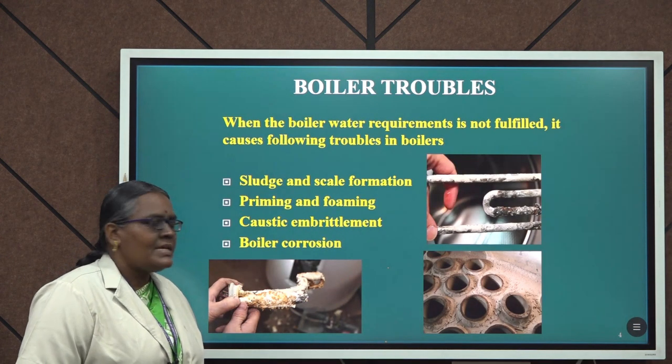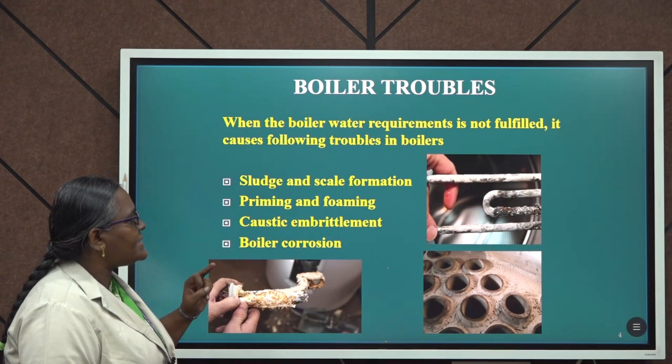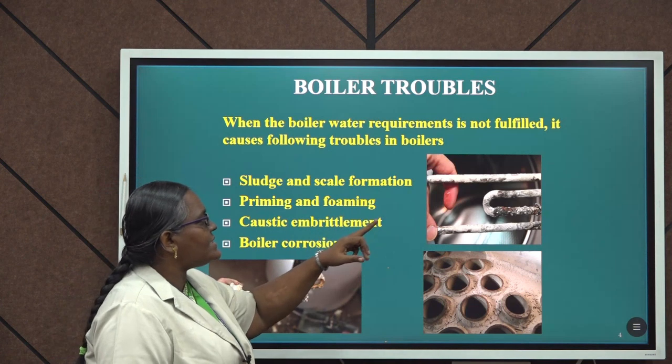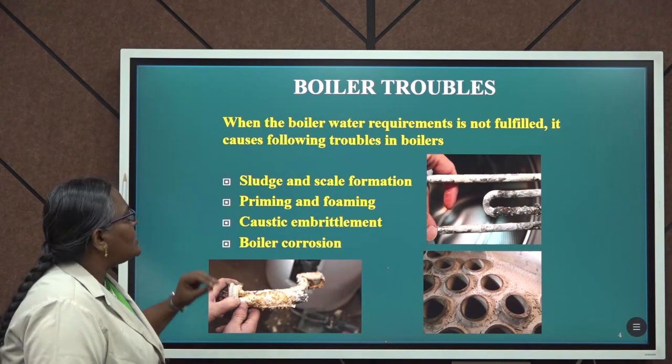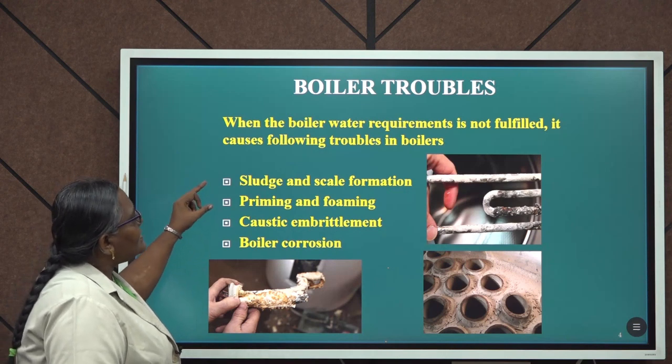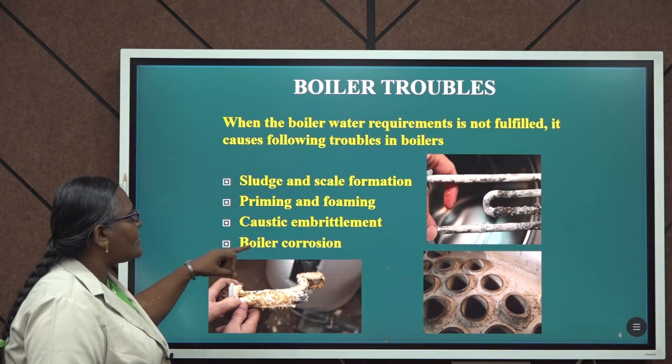So boiler troubles, there are 4 troubles as usually you can see from these pictures. There are some deposits on the boiler parts. This is called as boiler troubles. So we will be having 4 boiler troubles: sludge and scale formation, priming and foaming, caustic embrittlement, boiler corrosion.